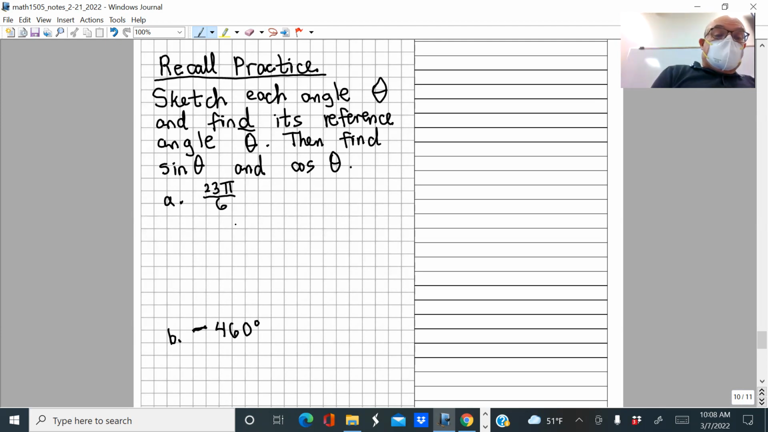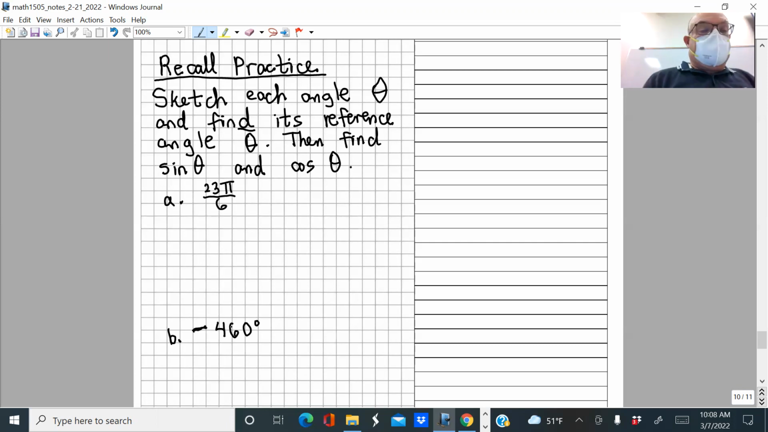Now, actually, you can do these two just in your calculator. You can find the sine and cosine, but the calculator is going to give you a decimal approximation. So, especially for this one, see if you can find the exact value for the sine and cosine, not giving me a decimal approximation. Here, on the other hand, this is not a special angle. 460 degrees is not a special angle. So you're going to have to ultimately use the calculator anyway to find the sine and cosine. So you'll have to give a decimal approximation, but try to find the reference angle first.